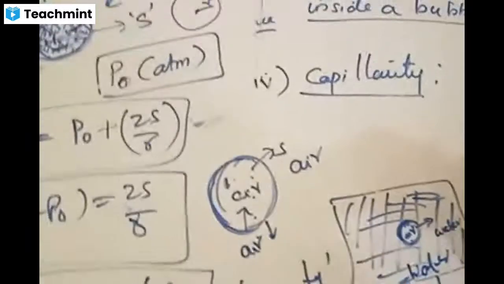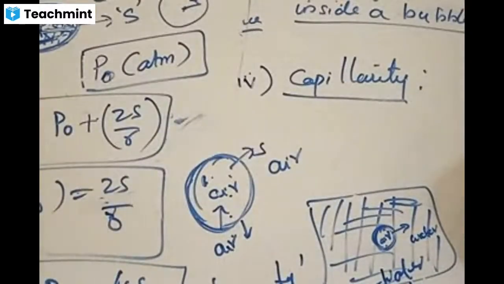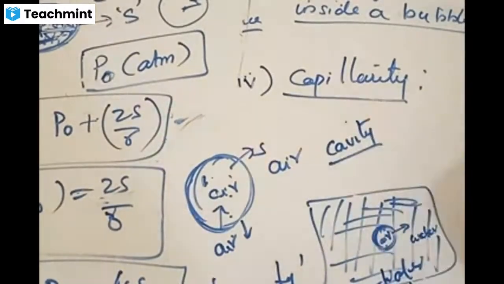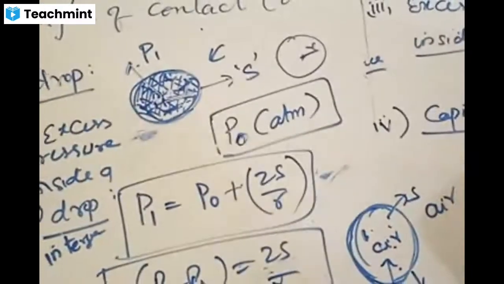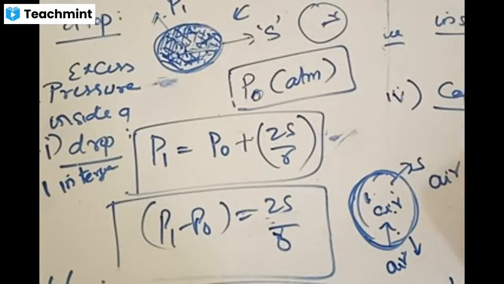Three things: drop, bubble and cavity. For cavity we won't write any formulas. Hope the things are clear. Drop, bubble and cavity. What is drop now? Drop is the liquid present inside that consists of only liquid part. Outside of that consists of some kind of gaseous structure, gas elements.